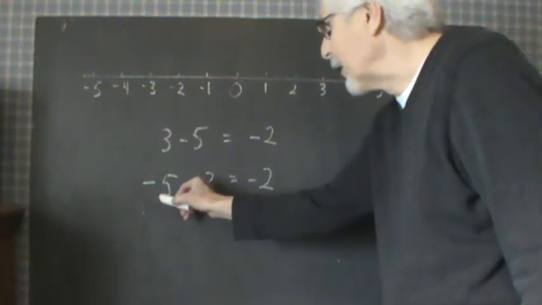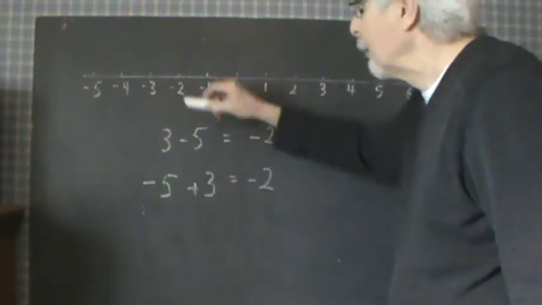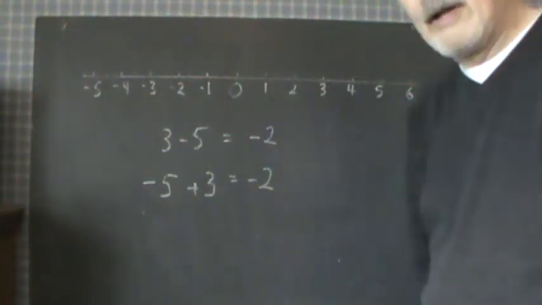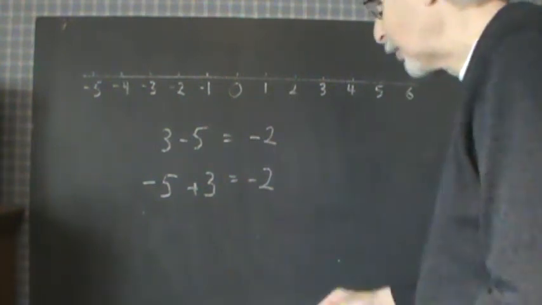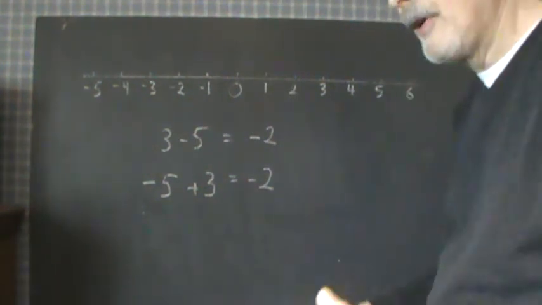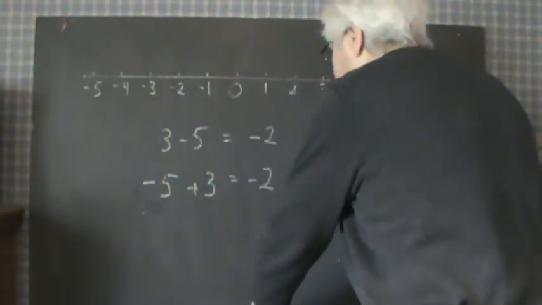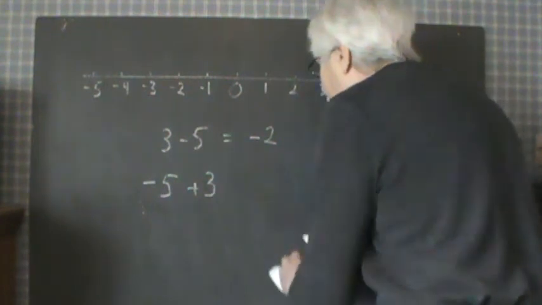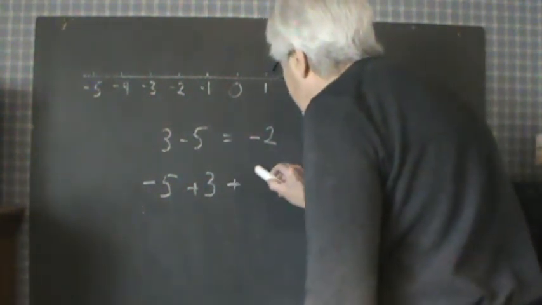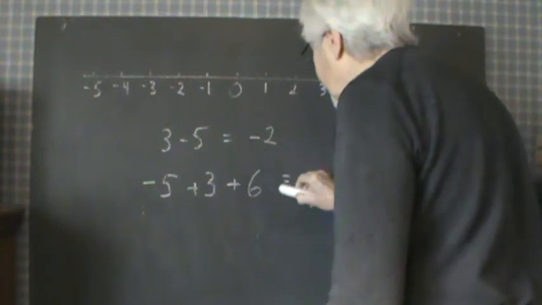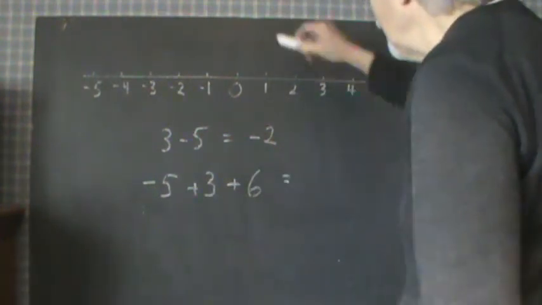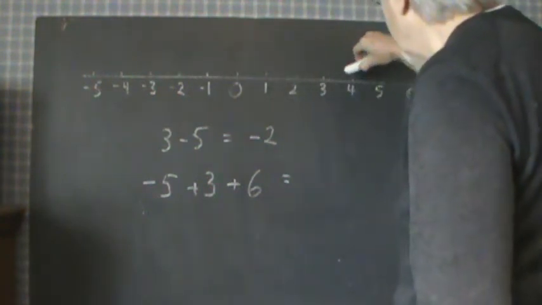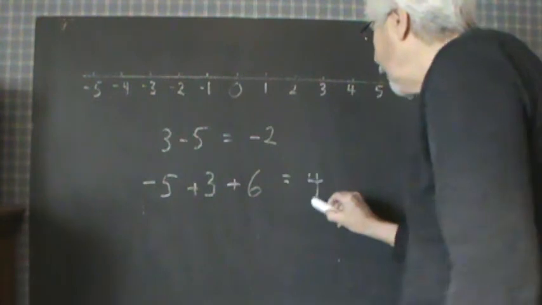If the temperature is -5 and we go up 3, 1, 2, 3, we're still going to end up at -2. So that's all we're doing with integers. We're just moving up and down on a number line. Now, suppose I put another number on here and I say, okay, now it goes up 6 degrees. What's going to happen? Well, we were at -2. 1, 2, 3, 4, 5, 6. We're now at 4 degrees.